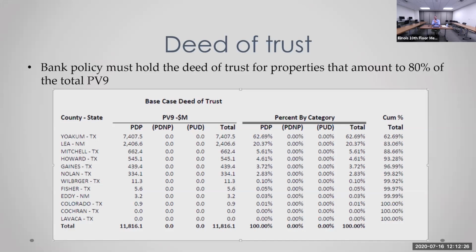Again, there's legal fees associated with all that, so banks don't really want to overspend on getting deeds of trust. But at the same time, there's just a security net for them. So this is just a breakdown of all the counties, how much they compose of the total PV9. So in this case, we'll probably just get deeds of trust on Yukon County in Texas and Lea, New Mexico, because it's above 80% of the cumulative total.